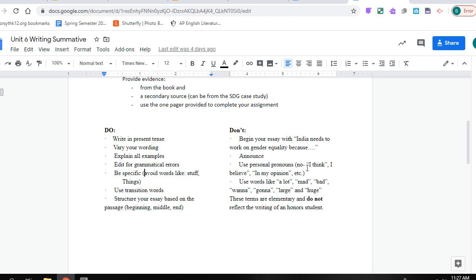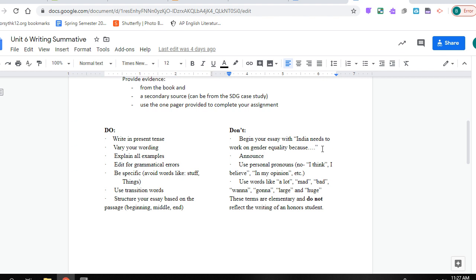Guys, and I'm not wasting my breath here. These are very important that you follow the do's and the don'ts, because your formative writing was supposed to be practice, and some of you still are not making the adjustments you need to make your writing quality. So you really, really need to focus on accomplishing these.